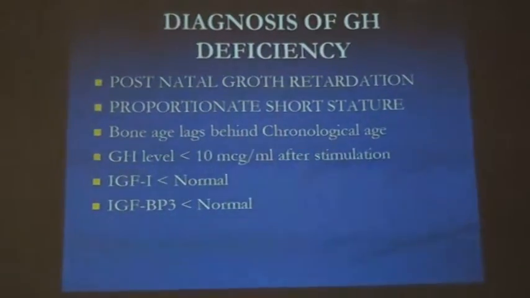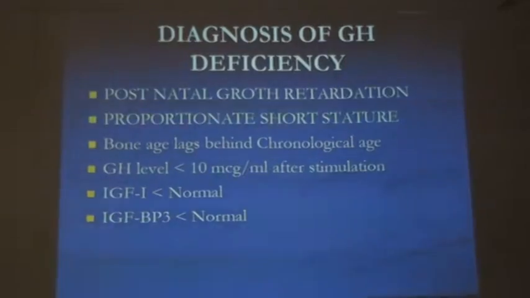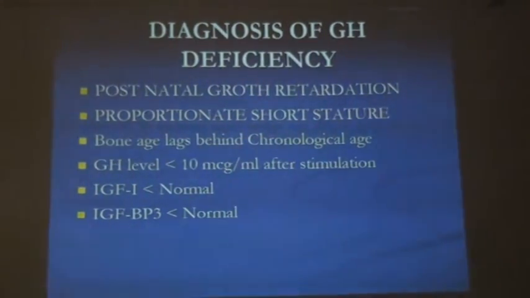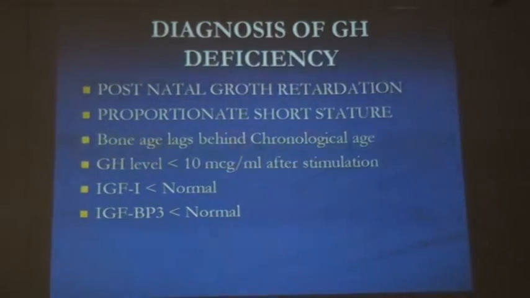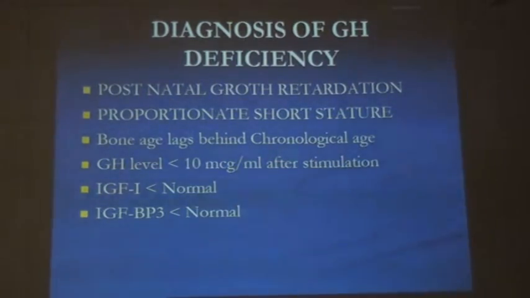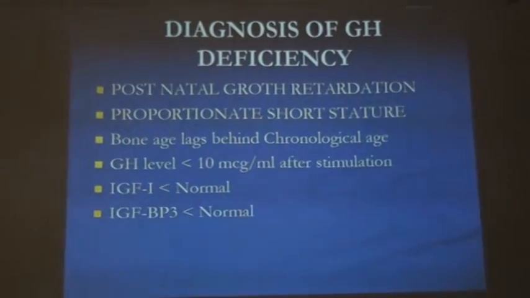Diagnosis of growth hormone deficiency I have already discussed. Postnatal growth reduction in a proportionate stature. Bone age lags behind chronological age. Growth hormone level less than 10 microgram per ml after stimulation, and IGF-1 and IGF-BP3 are low. The IGF-BP3 is insulin-like growth factor binding protein which remains circulating in blood for at least 6 to 7 days. So this is a stable one by which we can judge whether the growth hormone secretion is adequate or not.